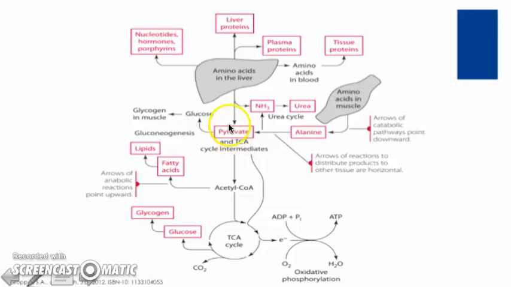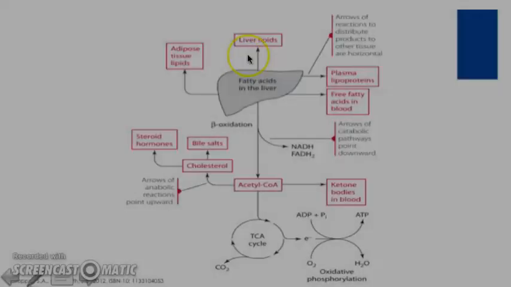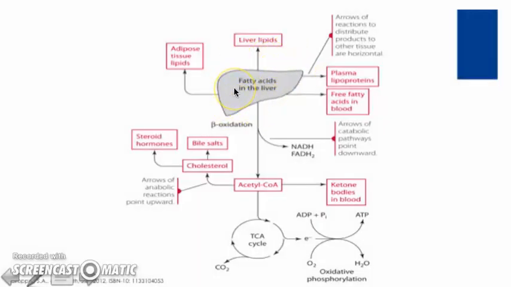Additional fates of pyruvate would be conversion to acetyl-CoA, and then acetyl-CoA can undergo the anabolic process of fatty acid synthesis, or can be oxidized through the Krebs cycle and the electron transport chain to make ATP. Next, we see the metabolism of lipids and the central role of the liver in these processes as well.